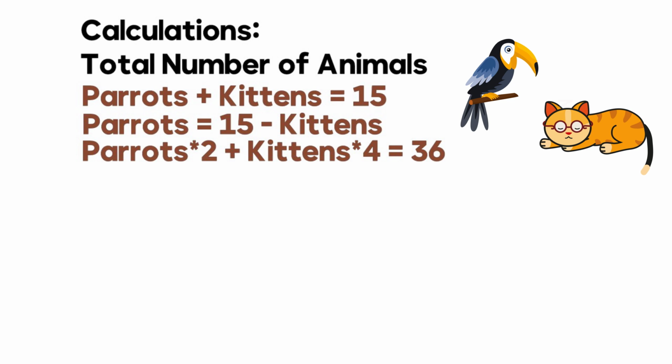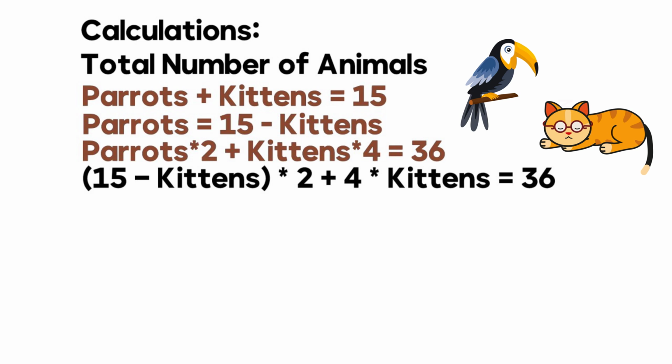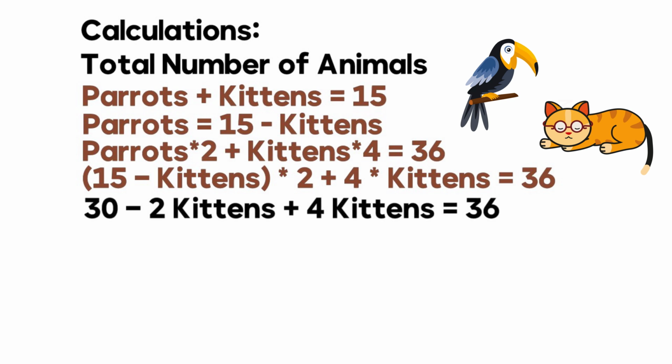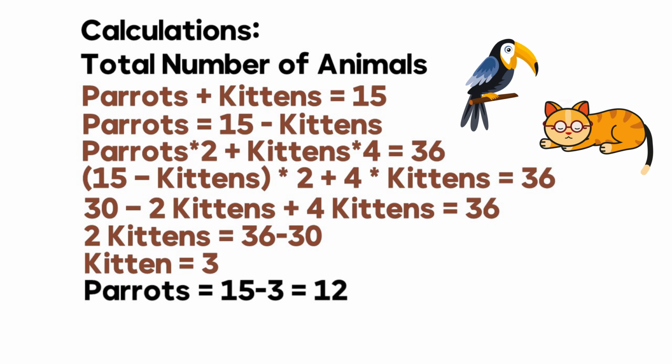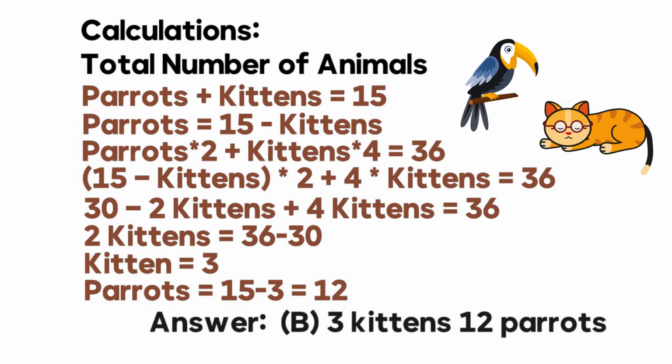Now let's replace parrots in this expression with 15 minus kittens. So (15 minus kittens) multiplied by 2 plus 4 multiplied by the number of kittens equals 36. Which means 30 minus 2 kittens plus 4 kittens equals 36. After simplification, 2 kittens equals 36 minus 30, which means that there are 3 kittens in the store. Number of parrots then will be calculated by subtracting 3 from 15, and number of parrots equals 12. So the correct answer here is choice B, 3 kittens and 12 parrots.